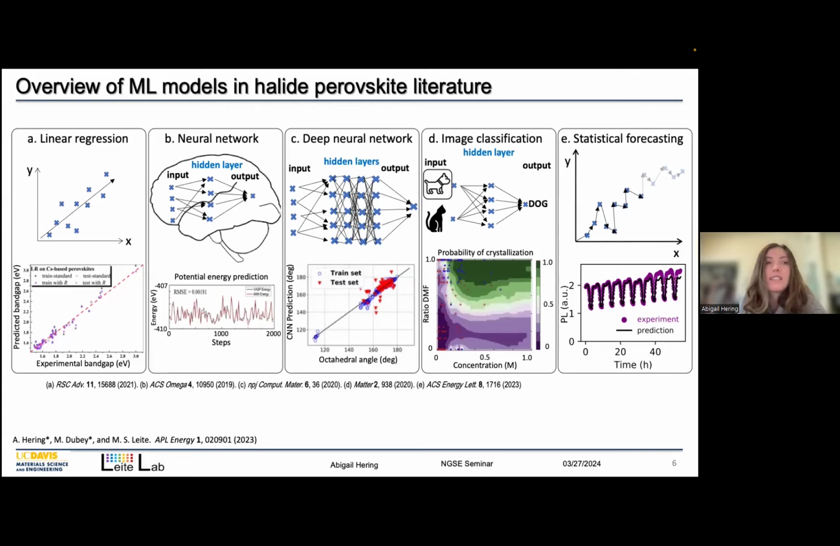And then finally, statistical forecasting analyzes past trends in time series data in order to make predictions about the future. So in this example, predictions of photoluminescence based on past humidity values are predicted for 50 hours into the future. And I'll talk a little bit more about this example in the following slides.